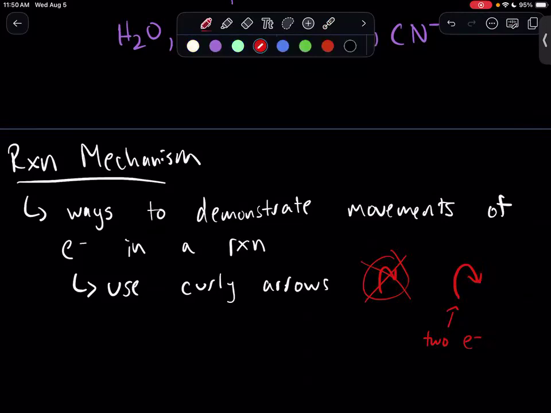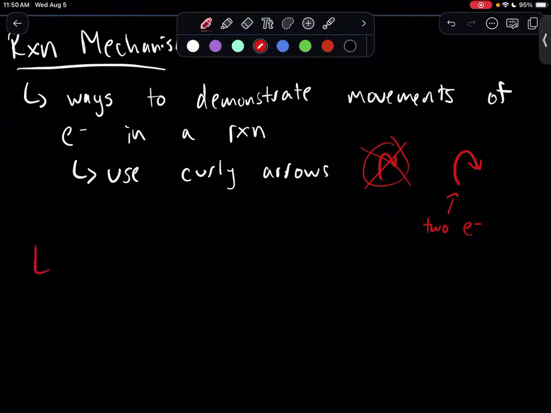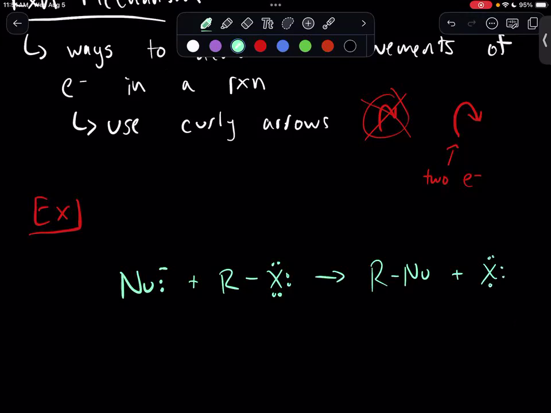So let's go ahead and look at the general reaction for a nucleophilic substitution using reaction mechanism. In a nucleophilic substitution reaction, the nucleophile will react with our substrate, which is an electrophile bonded to a leaving group. And those will react to form the new electrophile bonded to the nucleophile plus a leaving group ion usually.